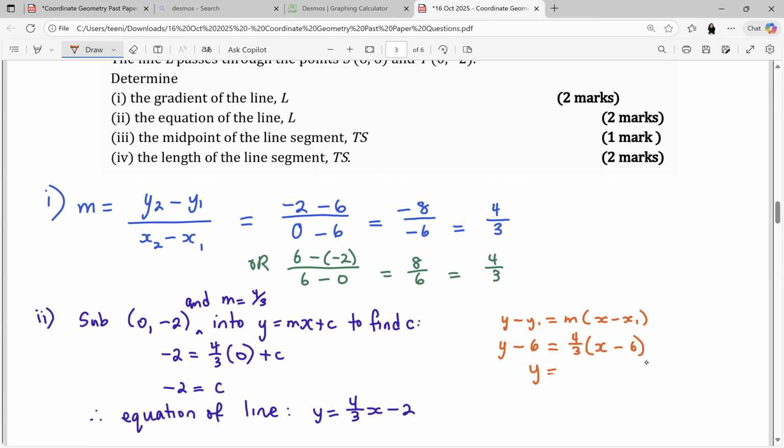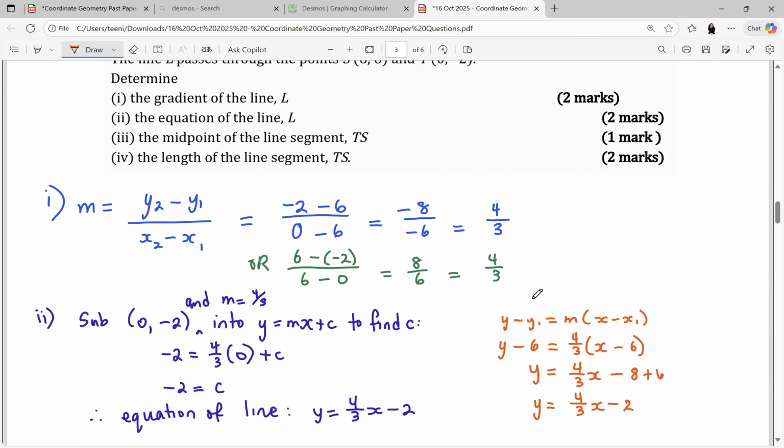So y is equal to 4/3 times x, which is 4 over 3x, minus 4/3 times -6, which will give you -8. And then I'm moving -6 from this side to the other side, so it will become +6. And finally, the equation is y is equal to 4 over 3x minus 8 plus 6 is -2. So as you can see, both methods give you the same answer, and they're both about the same amount of working. So really, it's just your preference.